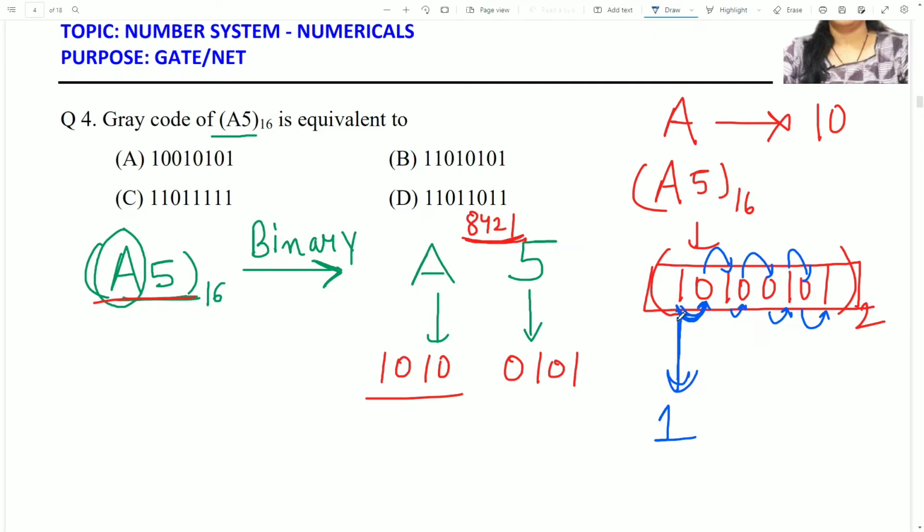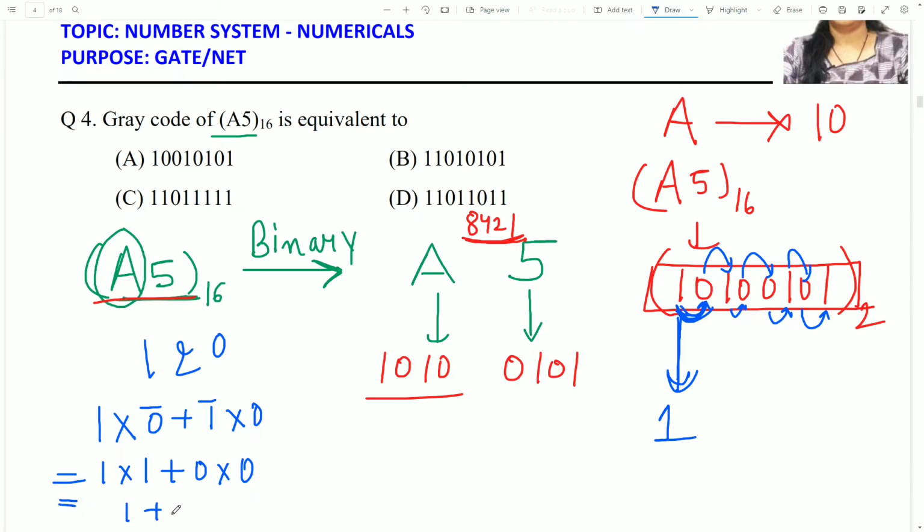After that, the two adjacent digits are 1 and 0. And what will be the XORing of that? It will be 1 multiplied by 0 bar plus 1 bar multiplied by 0. So it will be 1 multiplied by 1 plus 0 multiplied by 0, which is 1 plus 0, equals 1. So again you will get 1 from here.